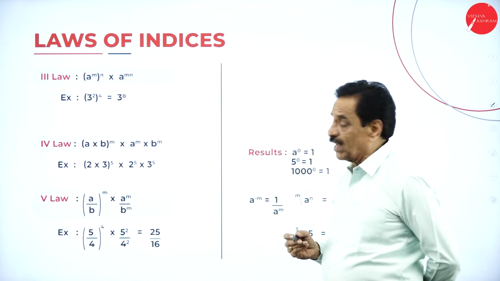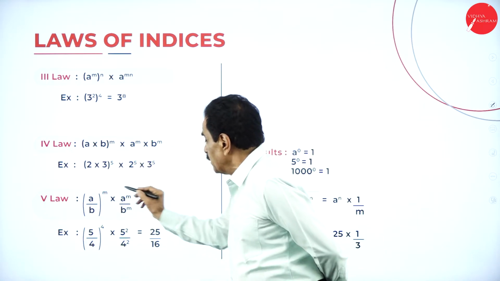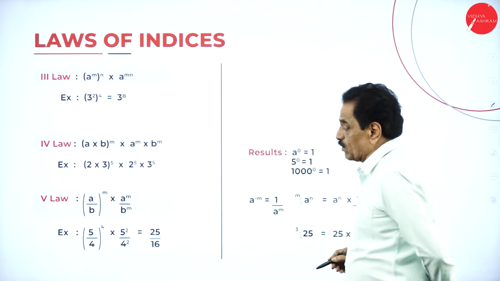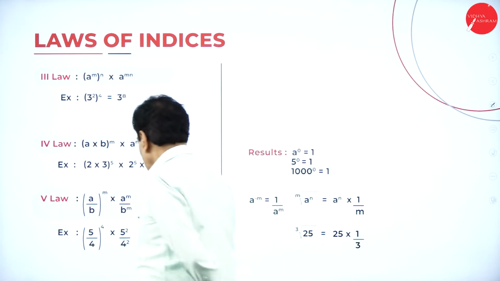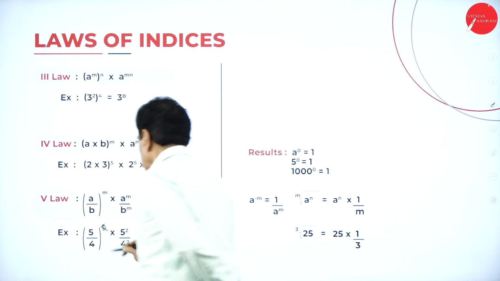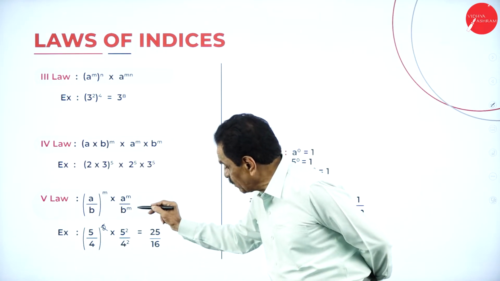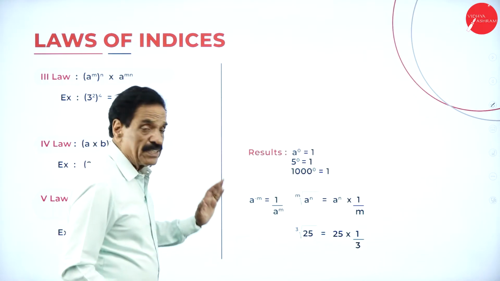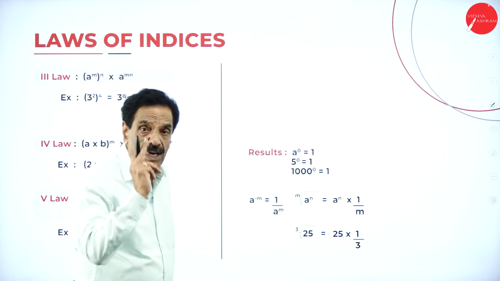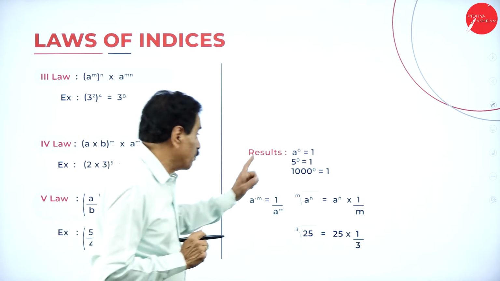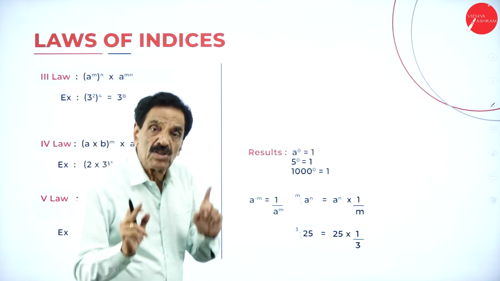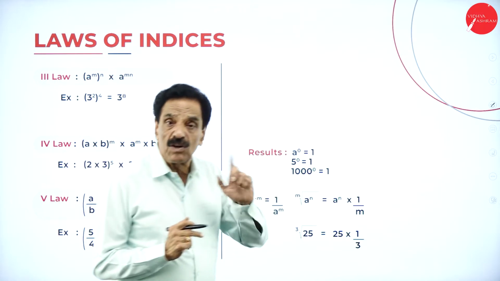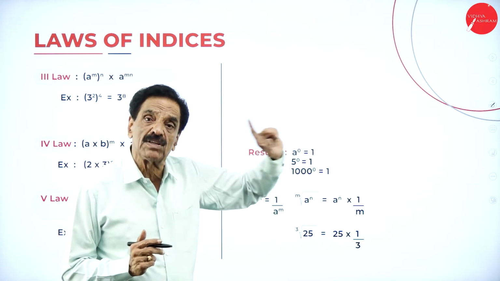Then come back to the fifth law, a by b whole to the power of m, where m belongs to a and b also. A to the power of m divided by b to the power of m. Here, 5 by 4 whole square, 5 square divided by 4 square, is 25 by 16. And the result of this, anything to the power of 0 is 1. It is a to the power of 0 is also 1. 5 to the power of 0 is also 1. 1000 to the power of 0 is also 1. 1 lakh to the power of 0 is also 1.